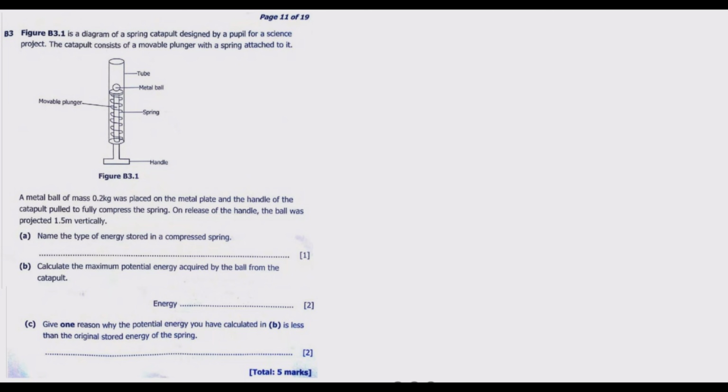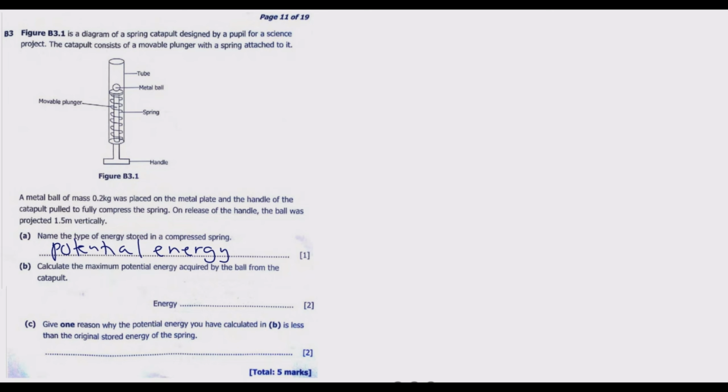Name the type of energy stored in a compressed spring. A compressed spring basically has potential energy, which will start to be converted to kinetic energy once the spring is released. Then question B: calculate the maximum potential energy acquired by the ball from the catapult.